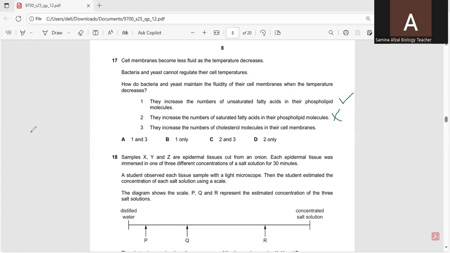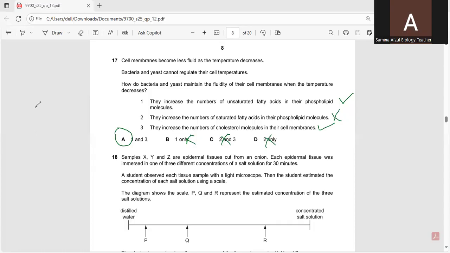The third statement: they increase the number of cholesterol molecules in their cell membrane. You can see that if cholesterol molecules are in their cell membrane, they can increase the fluidity. They give fluidity to the cell surface membrane. This is the basic function of cholesterol as it is present in the cell membrane. According to this, statement number 1 and statement number 3 are the correct statements. So we will go with option A, which is correct.